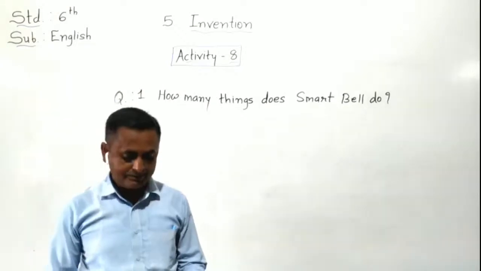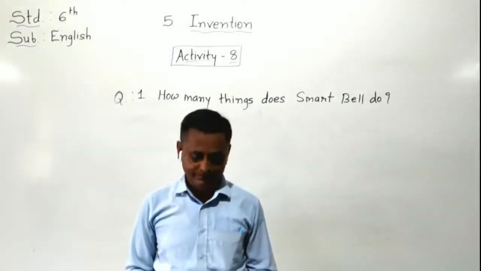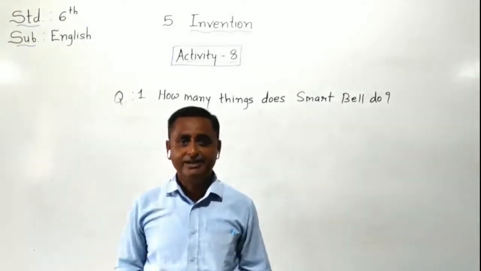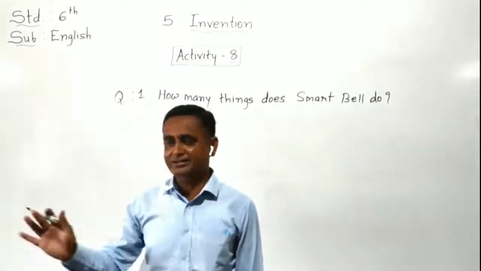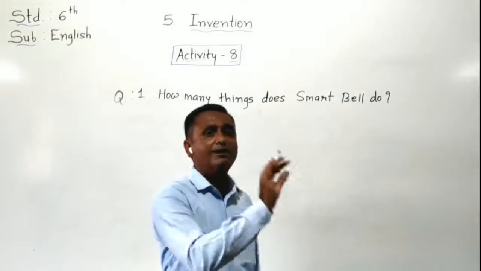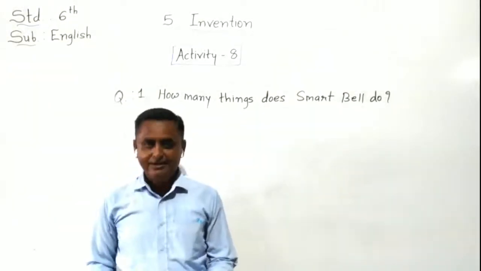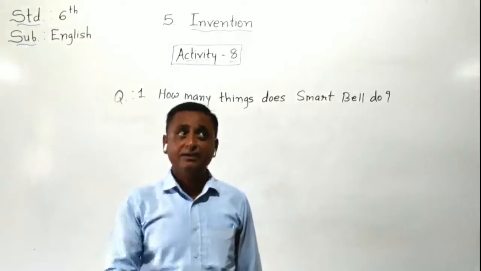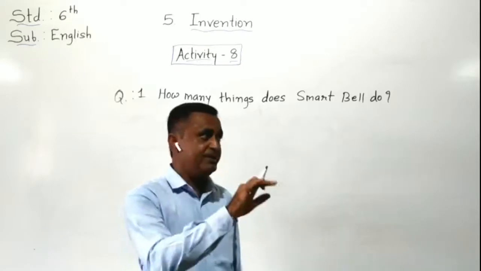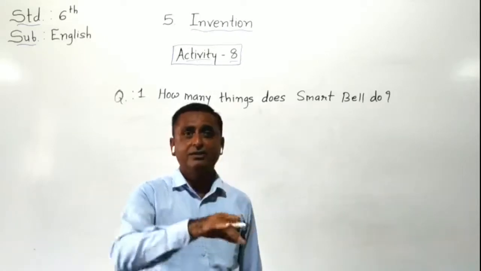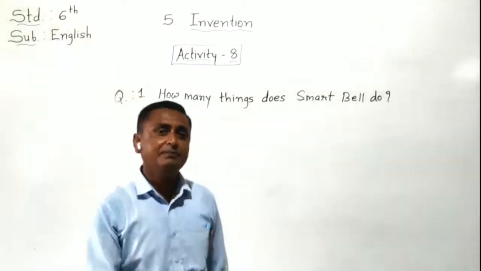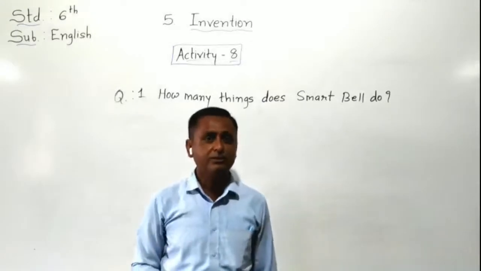Just keep attention here. Like a regular doorbell, when the switch of the smart bell is pressed, it rings. Like regular bells, whenever you press the switch of the smart bell, then the smart bell rings. As you know, at your home, whenever the switch of the doorbell is pressed, the doorbell rings at your home. Like that, the smart bell works the same as other doorbells do.